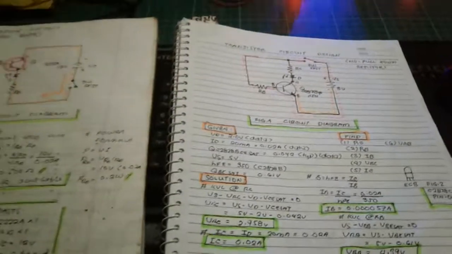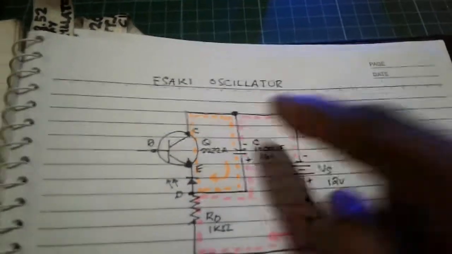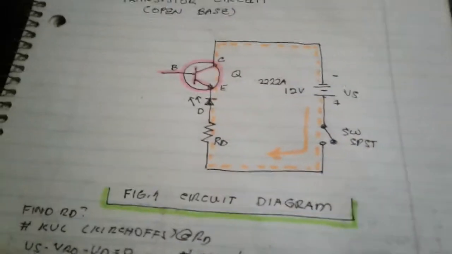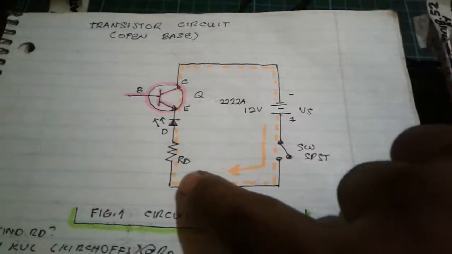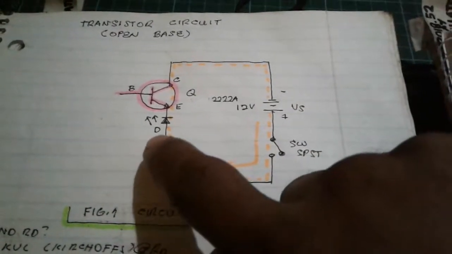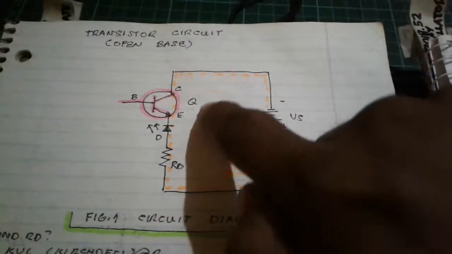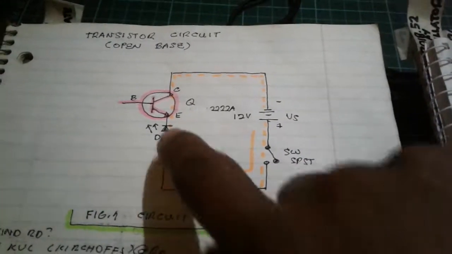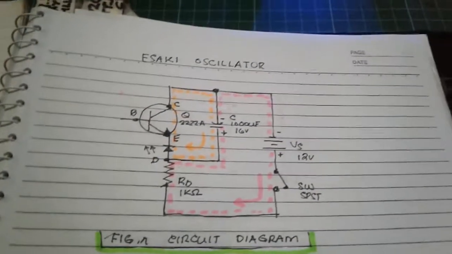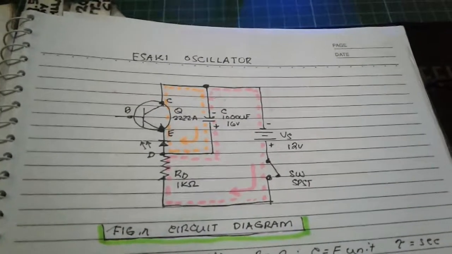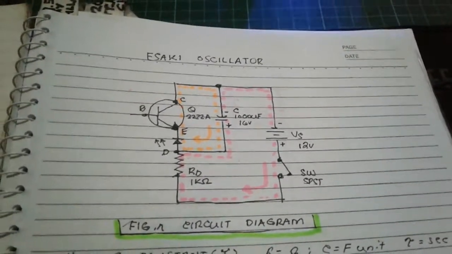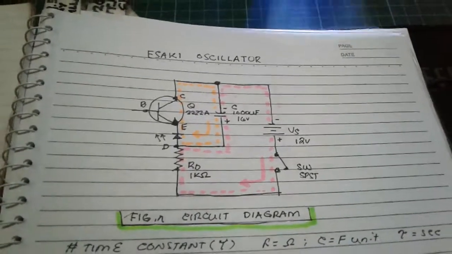And we have a new circuit here, they call it an Esaki Oscillator. So in our previous circuit, we are just connecting a capacitor here between the resistor and an LED. Almost the same, and they call it Esaki Oscillator.